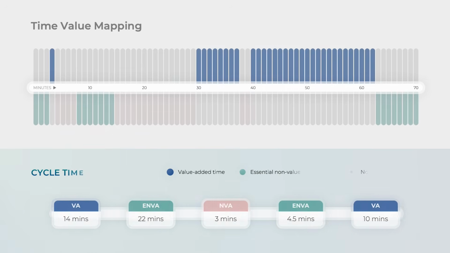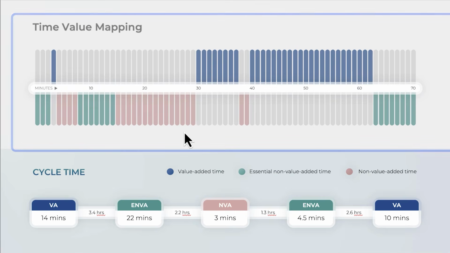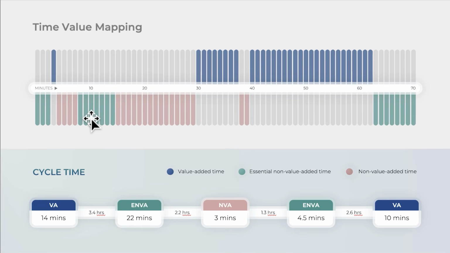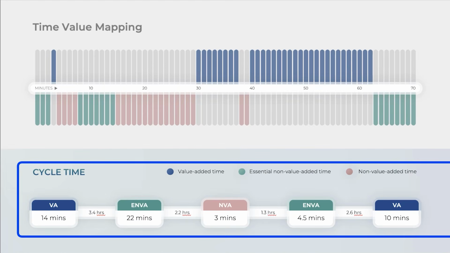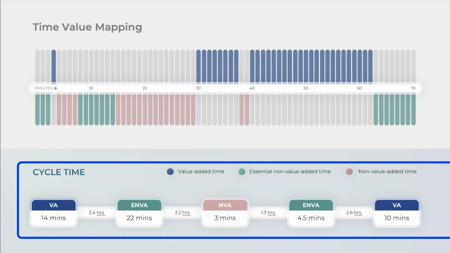Time value mapping analyzes how time is spent and finds areas to prioritize high-value activities. The map breaks work tasks into value-added, essential non-value-added time, and non-value-added time. And with that information, the cycle time timeline totals up the amount of time in each segment.